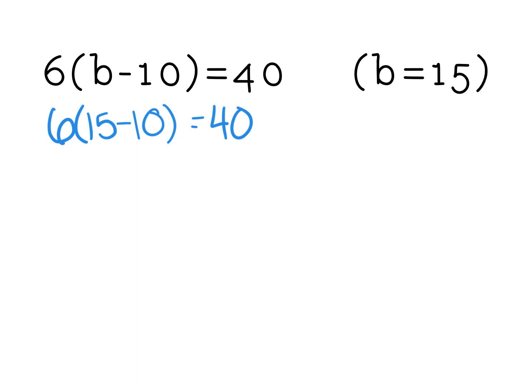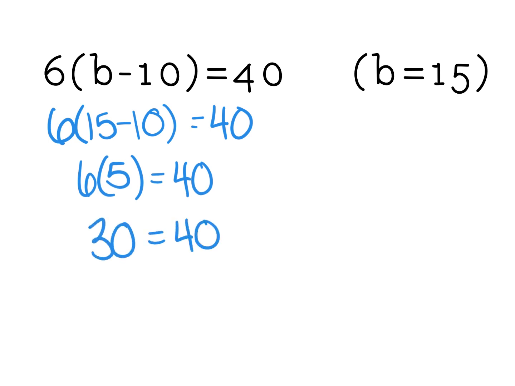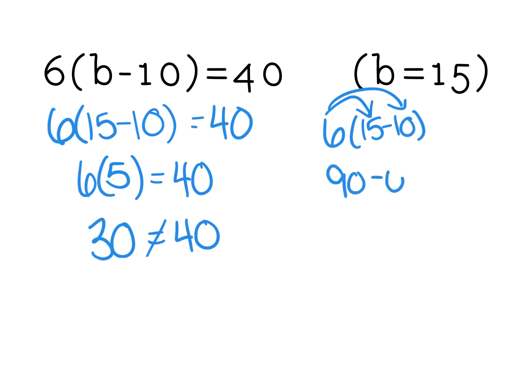So in the parentheses, we have 15 minus 10, which is 5. So we have 6 times 5 equals 40. What is 6 times 5? 30. Does 30 equal 40? No. So that's not equal. We could have also, if you're somebody who's enjoying the distributive or wants to try more of it, you could have distributed and done 6 times 15, which is 90, minus 6 times 10, which is 60. 90 minus 60 is 30, and you could have solved it that way as well.